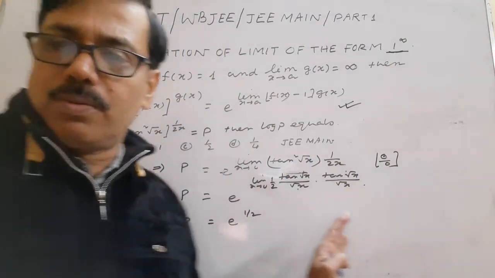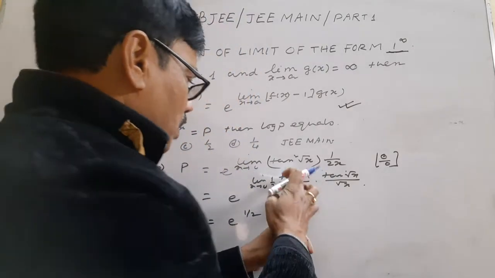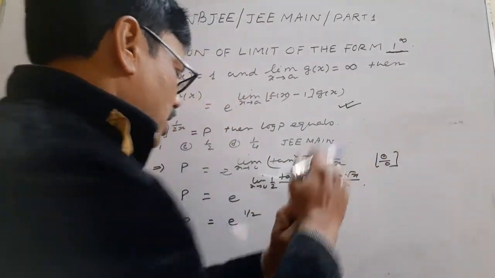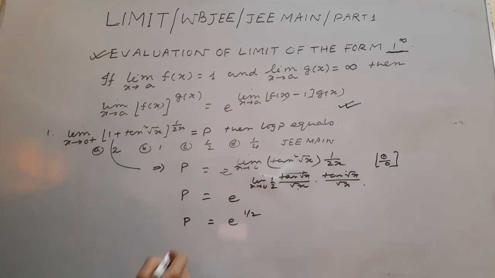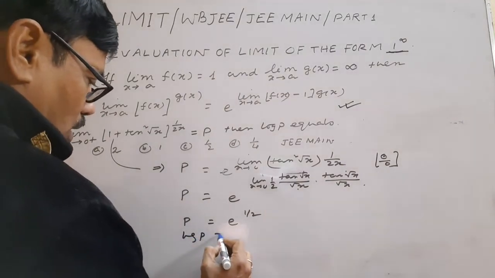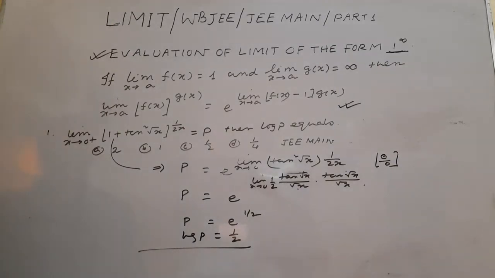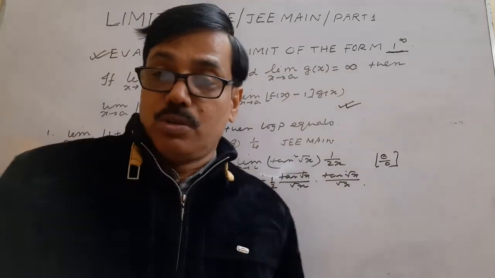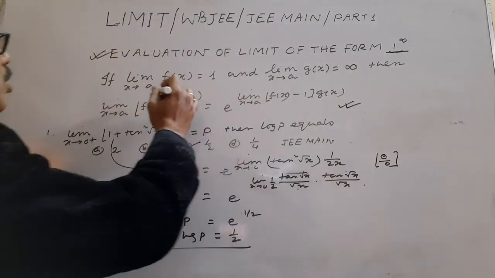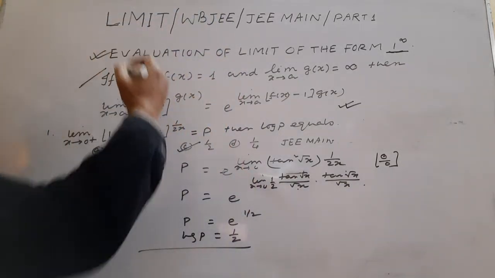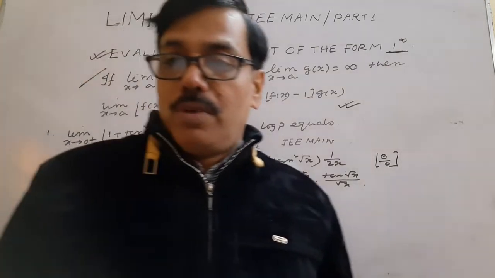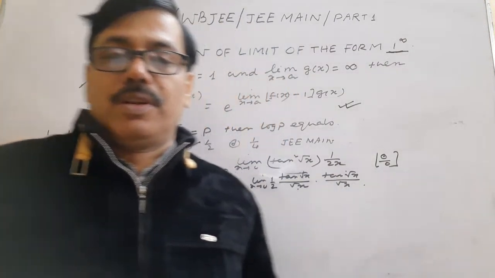This is a problem of competitive examination. So what is log p? Log p equals half. So what is log p? Log p is half. So look, if you use this theory, then this type of problems are very, very simple.